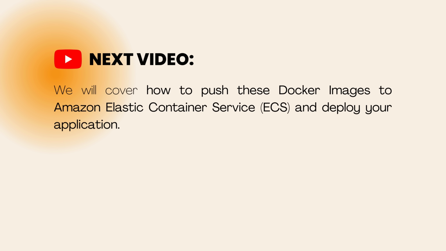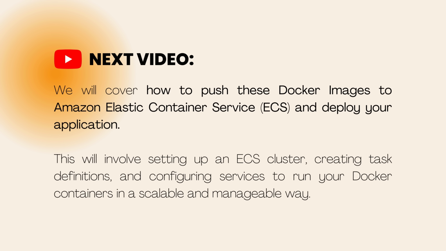In our next video, we'll take this step even further. We will cover how to push these Docker images to Amazon Elastic Container Service, or better known as ECS, and deploy your applications. This will involve setting up an ECS cluster, creating task definitions, and configuring services to run your Docker containers in a scalable and manageable way. So stay tuned for that.